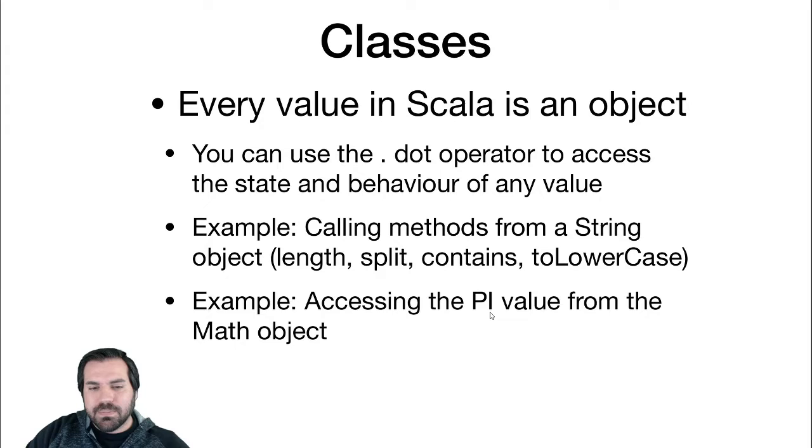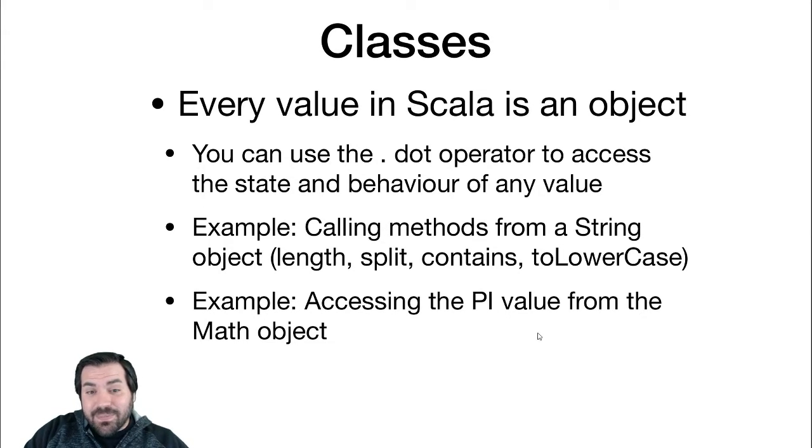Math.PI, we accessed part of the state, one of the state variables of the math object. Pi is a constant, it's a val, oh, never mind. It's a Java class, so it's not val, but it's the equivalent in Java, const.